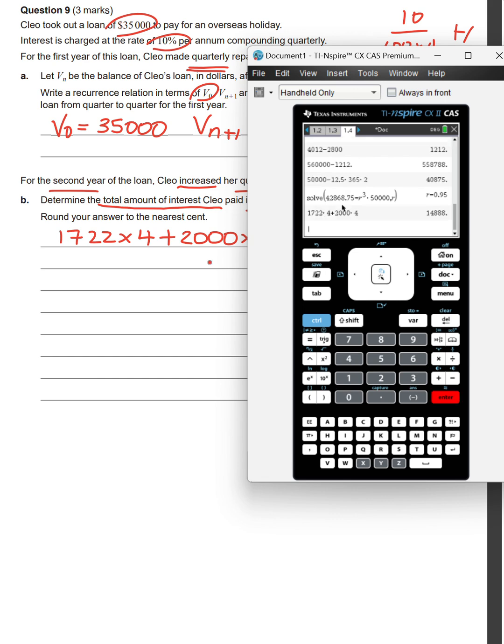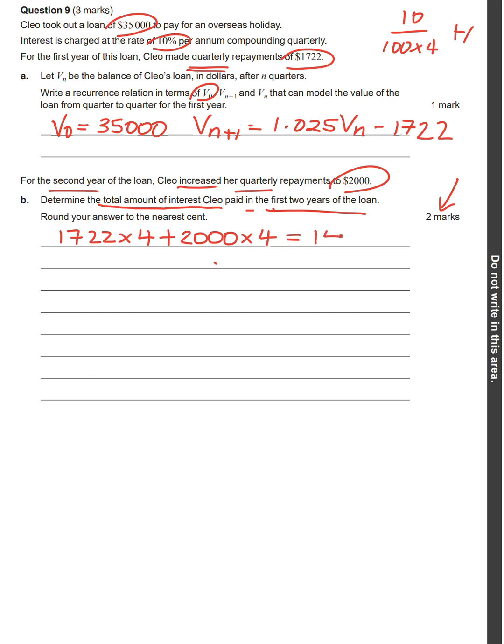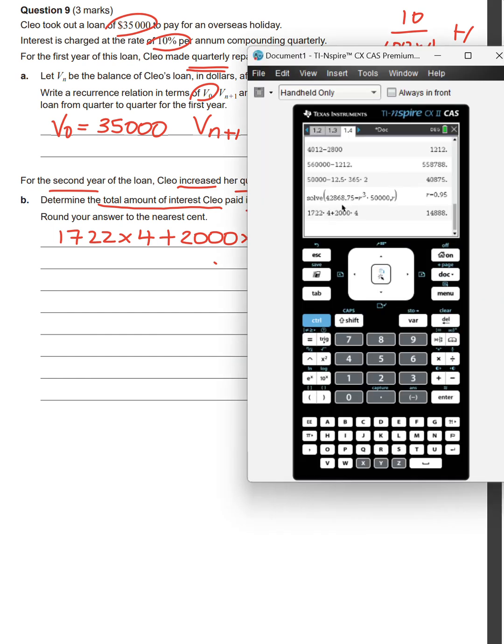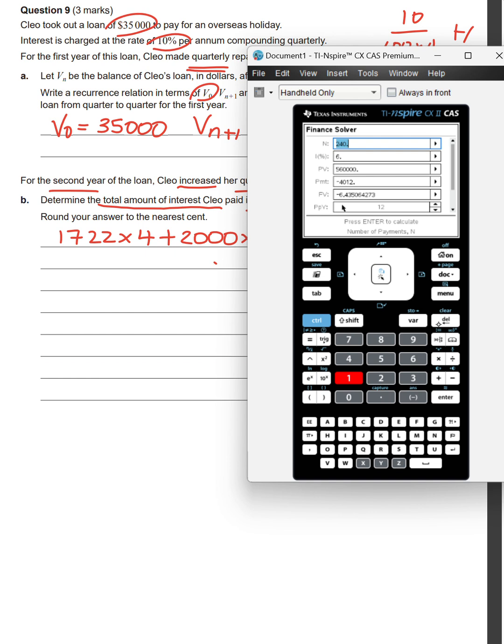So 14,888. So that's how much she's paid. Now, what I have to find out now is how much the loan has decreased by. Now, again, that's going to have to be a finance solver type problem. Because it's only 8 payments, we could actually do it using a recurrence relation, but most of the time questions like this will require finance solver. Now, we've got 2 different payments, which means our condition's changing, so I have to calculate each of them individually.